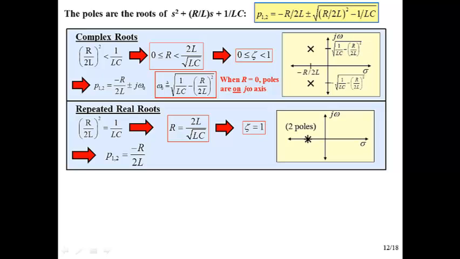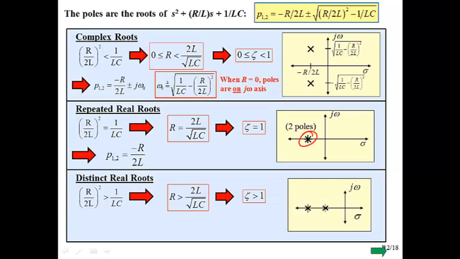So anyway, in that case, we have 2 poles that are on the sigma axis. And then the final case, as we increase R even farther, so that now R is greater than 2L over the square root of LC, then we get a zeta greater than 1, and that gives us 2 distinct real roots. And so we would have 2 roots both on the sigma axis, and it would look like that.